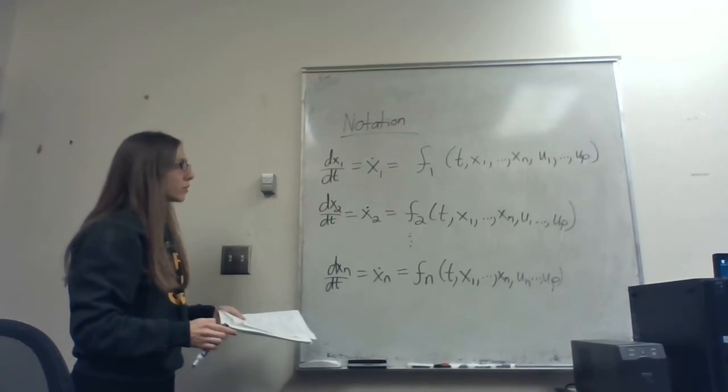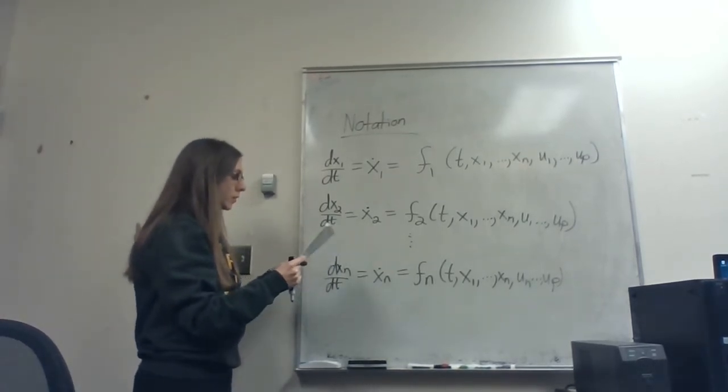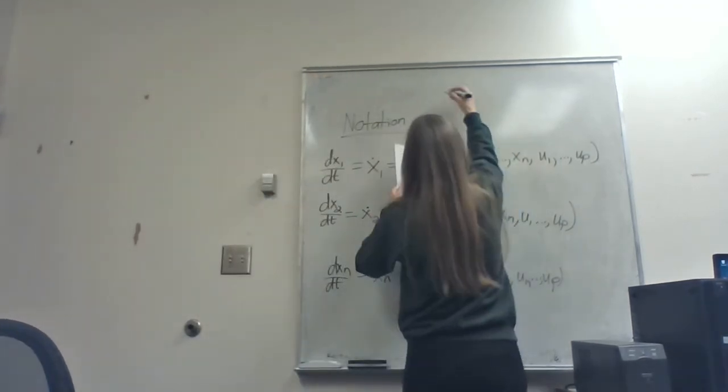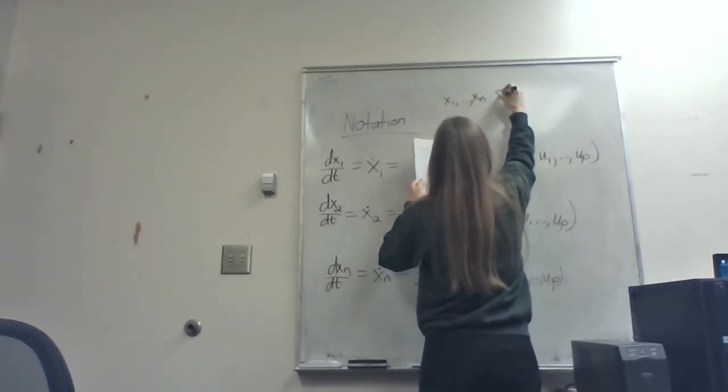So this is just notation, but just to make sure everyone's clear on what we're going to use. We're going to call x1 dot dot dot xn the state variables.